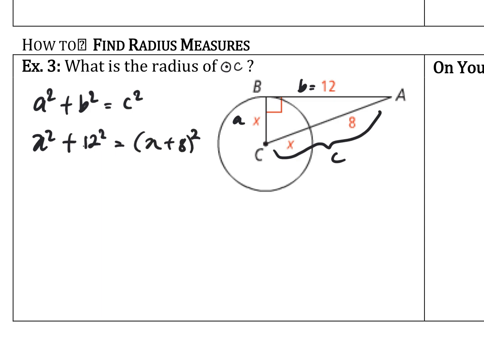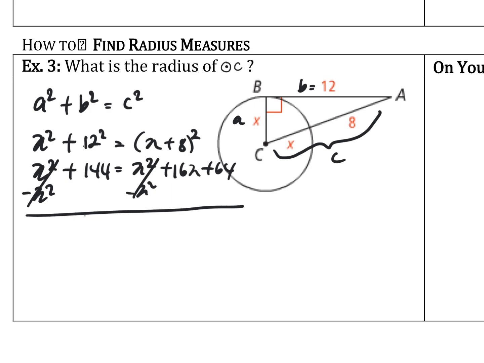squared. So if we're going to simplify everything, that's going to give you x squared plus 144 is equal to x squared plus 16x plus 64. Then I'm going to subtract x squared from both sides. So this is now going to be cancelled out. So what is left in here is just 144 is equal to 16x plus 64. Now we subtract 64 on each side.